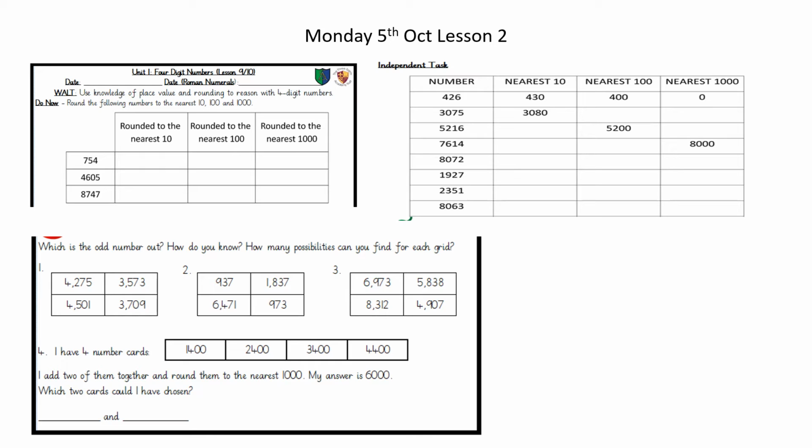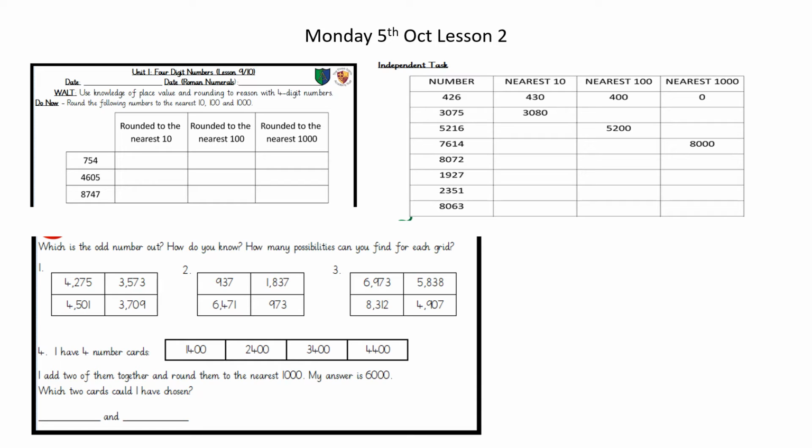I'm looking at grid number 1, and I know that when I round to the nearest thousand, 4,275 rounds to 4,000. 3,573 rounds to 4,000. 3,709 rounds to 4,000. But 4,501 rounds up to 5,000. So I could say 4,501 is the odd one out. You might solve it in a different way. I wonder, you might round it to the nearest 10 or the nearest 100. See if you can get a different answer to me. Repeat for question 2 and question 3.